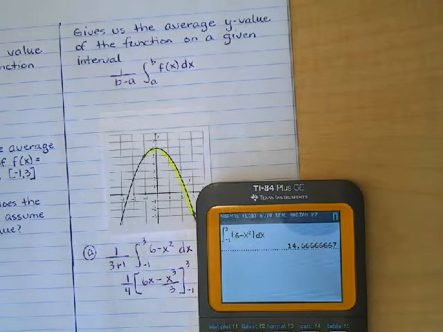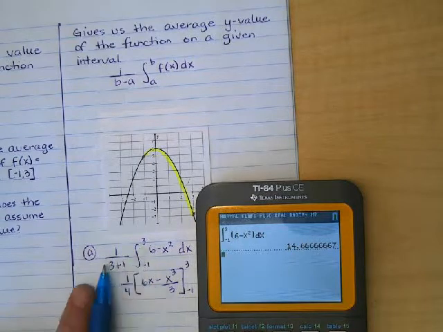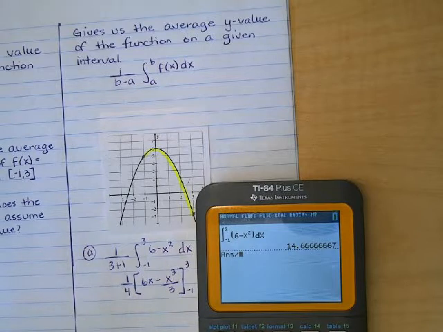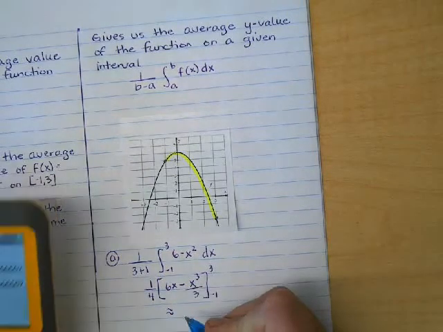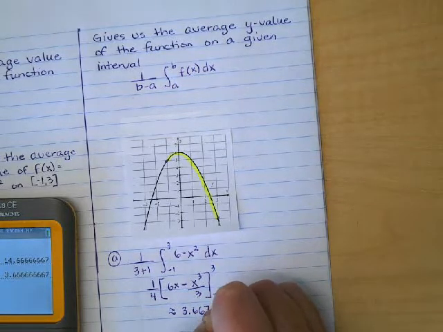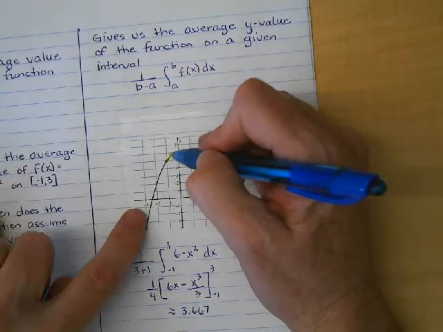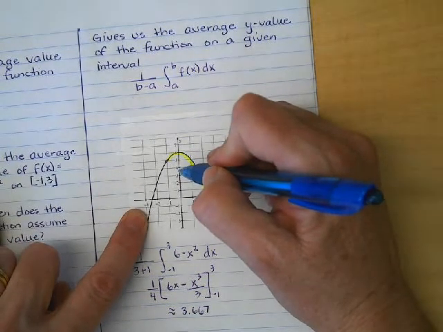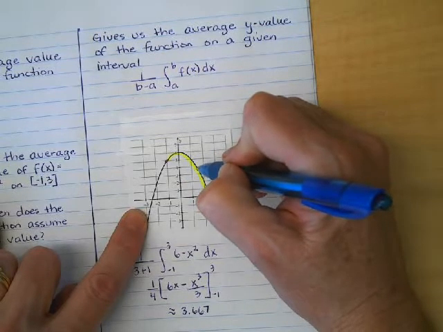Now be careful, because what we calculated was only the integral, and we didn't have the 1/4. So I can just divide it by 4, and that is my average value. It is approximately 3.667. Let's see where that's at. 3.667 is about right here.